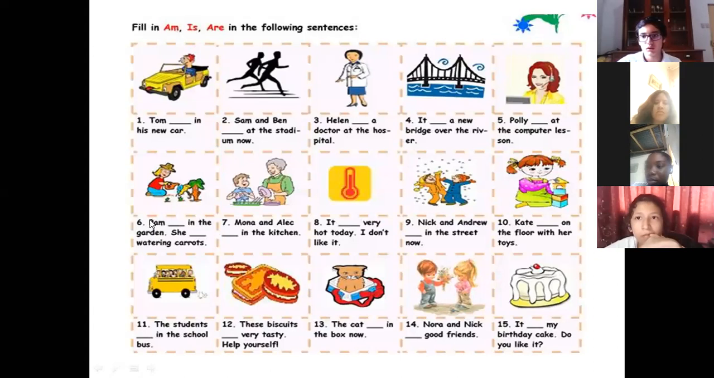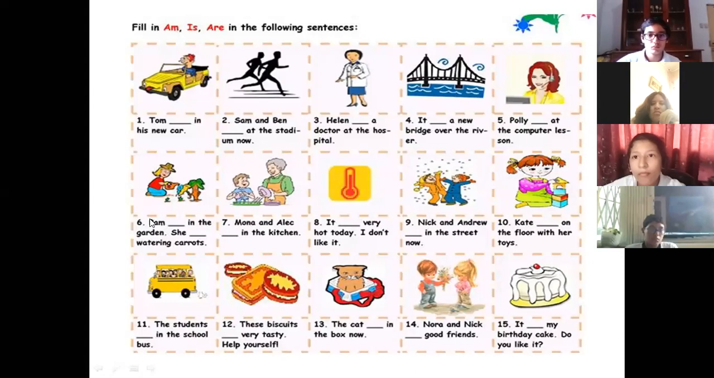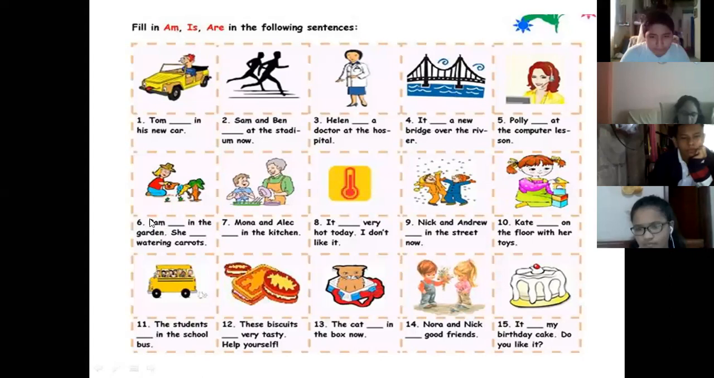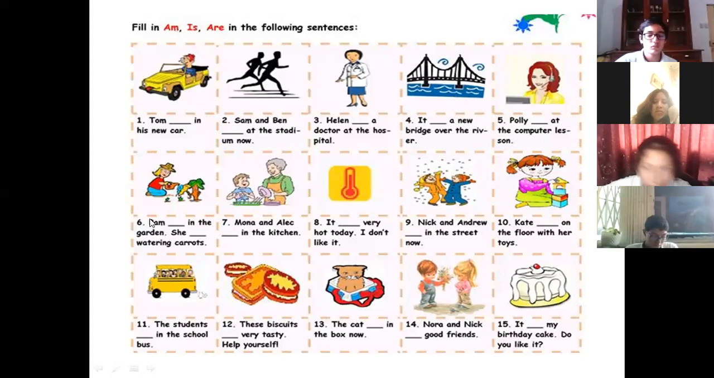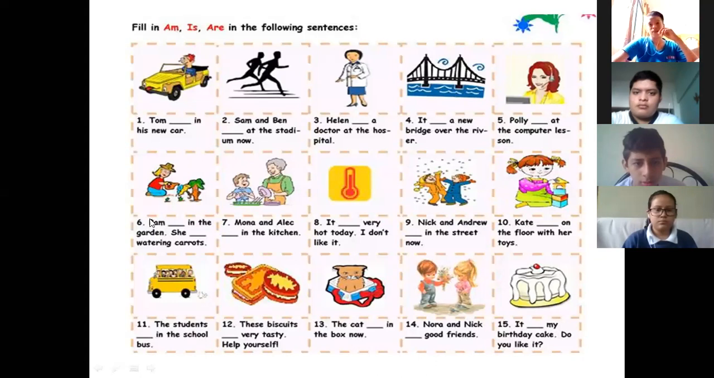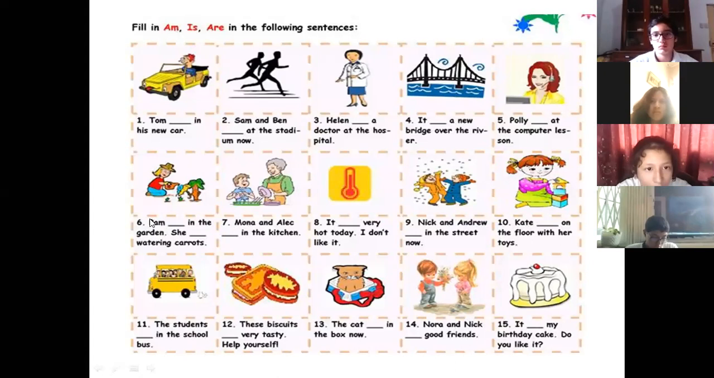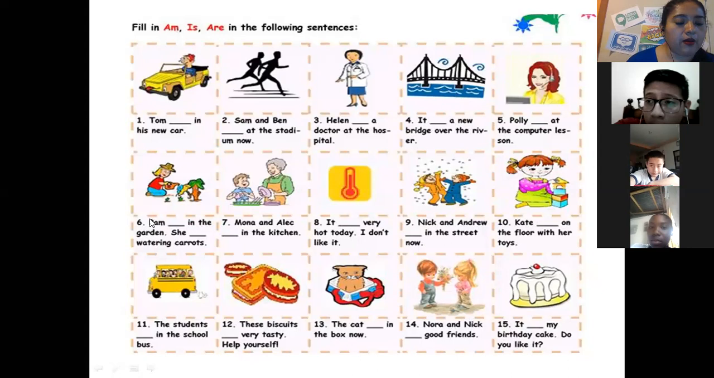Anabel, okay, thank you. Okay, Anabel. You complete with what a verb to be? Anabella, do you listen to me? Yes or no? ¿Me escucha? ¿No me escucha? Yo sí estoy activada el micrófono. Ya, vamos a cambiar con otro estudiante.